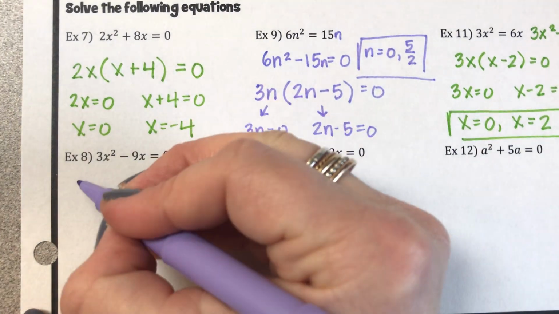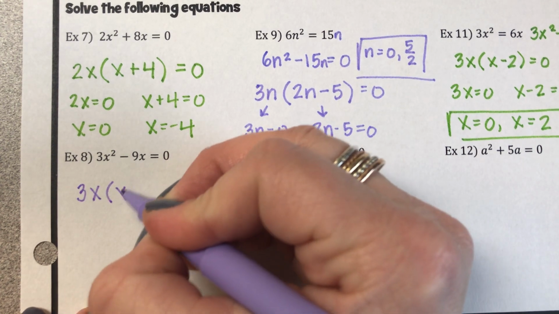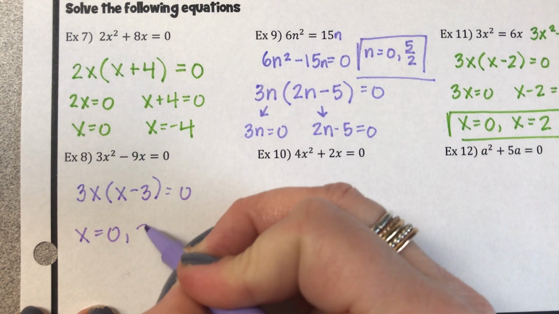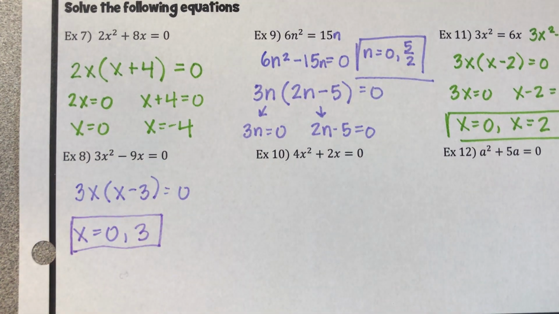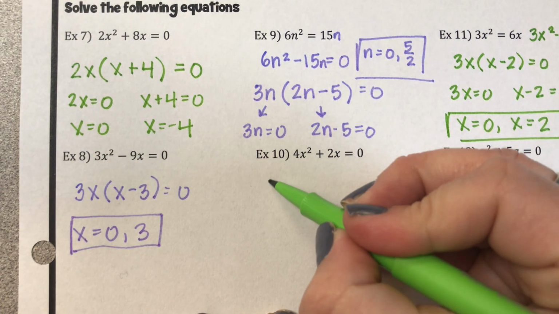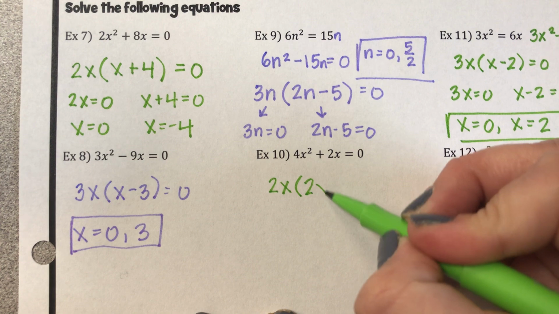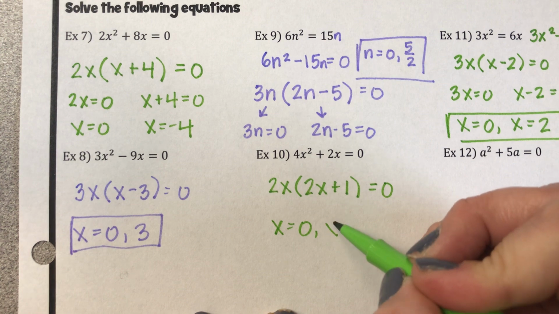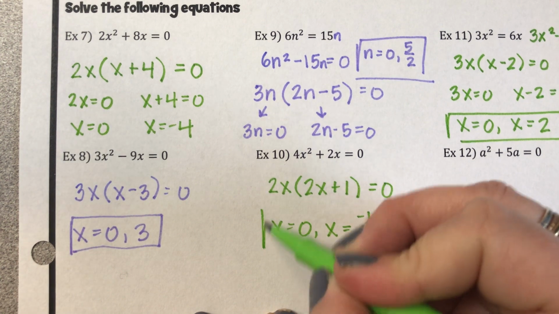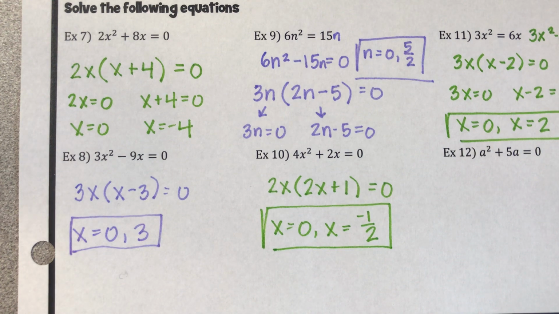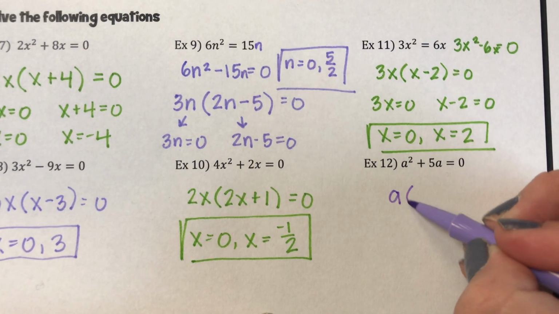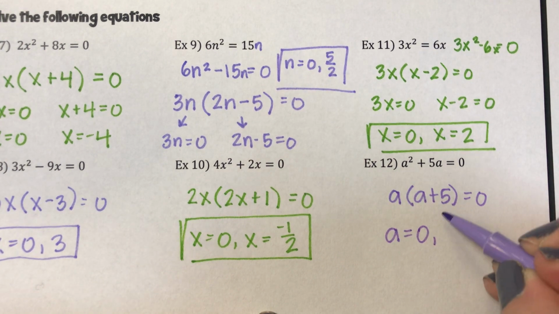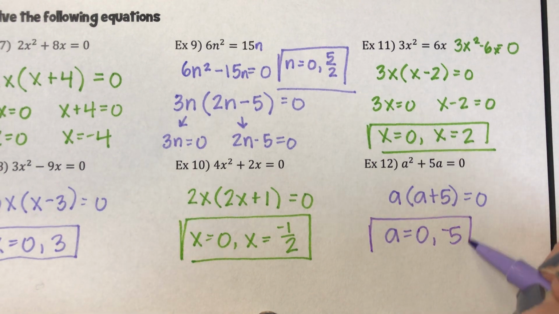Okay, on number 8, we could take out a 3x. That leaves me with x minus 3. So x could be 0, or x could be positive 3. On this middle one, we can factor out a 2x, which leaves me with 2x plus 1. So x could equal 0, or x could equal negative 1/2. And then on this one, we could take out an a, which leaves me with a plus 5. So a could equal 0, or subtract 5, negative 5.